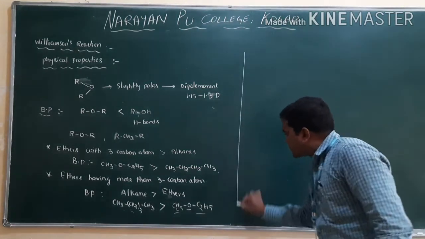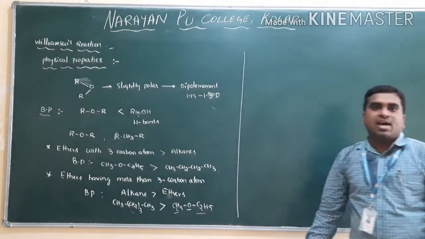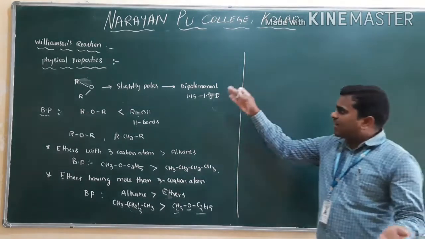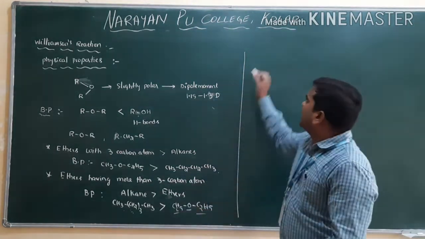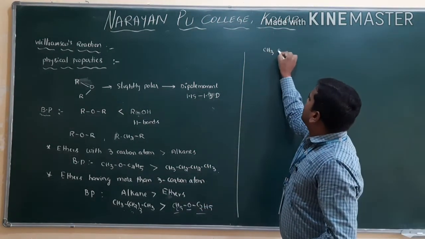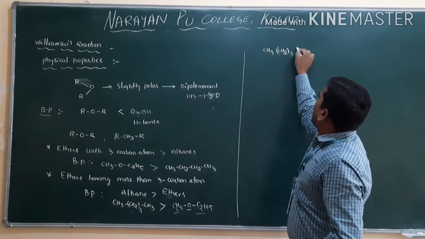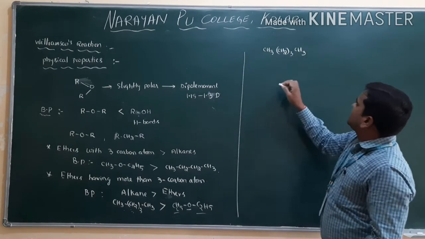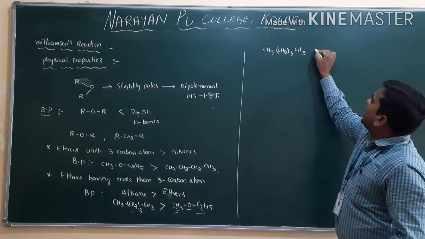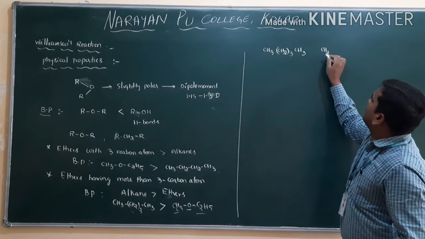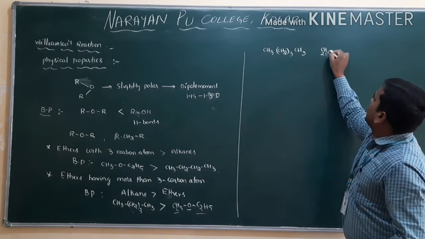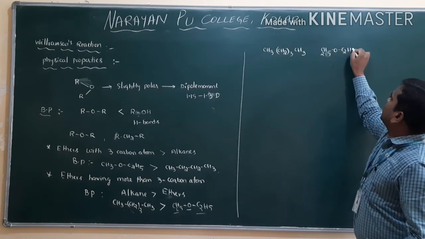And the next one is solubility. This was about boiling points. So if I write here one example, they have given n-pentane, CH3, CH2 three times, and CH3, and another one they have given here, C2H5OC2H5.